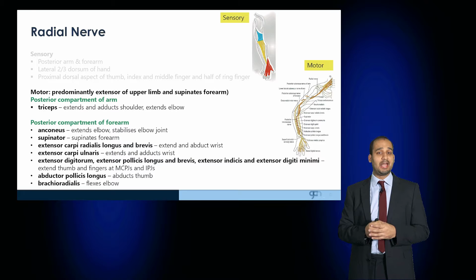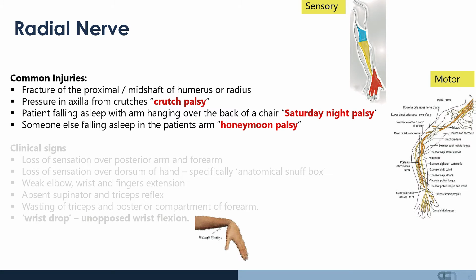The muscle that abducts the thumb, the abductor pollicis longus, is also innervated by the radial nerve. Consequently, this nerve can be damaged at its root by a fracture of the midshaft of the humerus or radius, or by pressure in the axilla from crutches, sometimes referred to as a crutch palsy, or if a patient falls asleep with their arm hanging over a chair, which is called a Saturday night palsy.